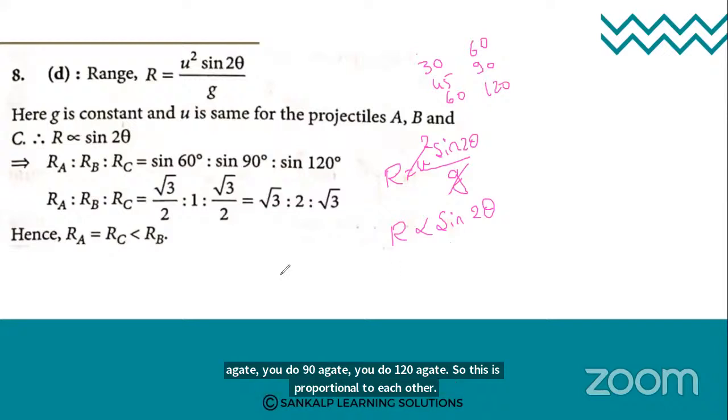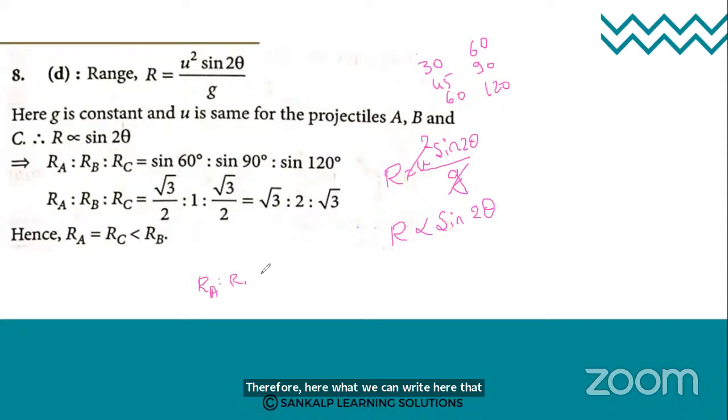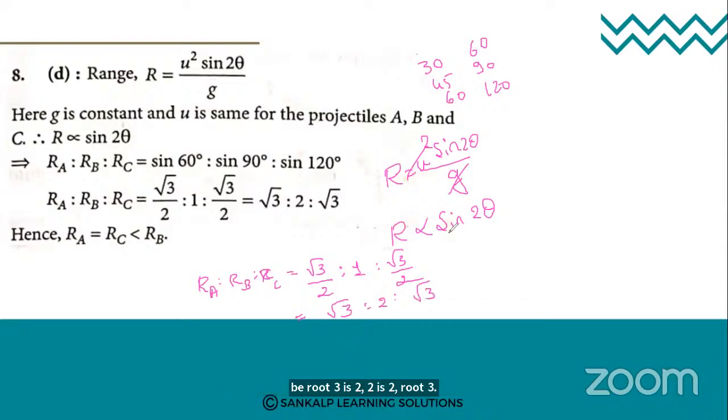Therefore, here what we can write is RA is to RB is to RC is equal to, for A body, sine of 60 degrees. So sine 60 is root 3 by 2. Sine of 90 will be 1. Sine of 120 will be again root 3 by 2. So if we write it in the simplified form, it will be root 3 is to 2 is to root 3. Therefore, what we can say here is RA and RC value are the same.